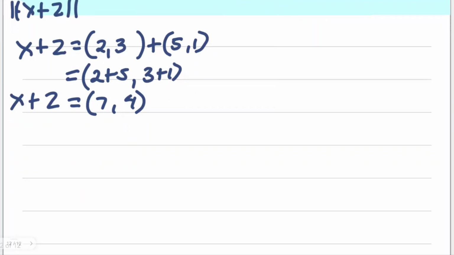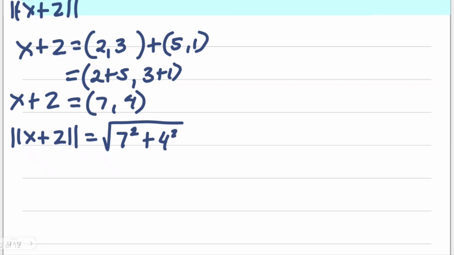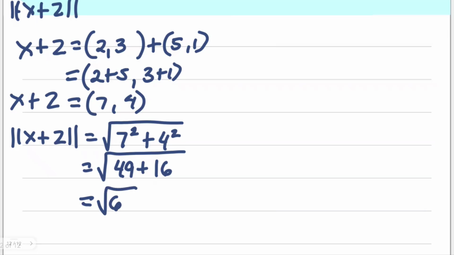From this, if we're talking about the length of that vector, because we know that vector addition is closed, the result is still a vector, so the length of that is still this one here. So let me automatically substitute 7 squared plus 4 squared. You have 49 plus 16, and that is equal to the square root of 65. This is the result for the norm of the sum of vectors x and z.